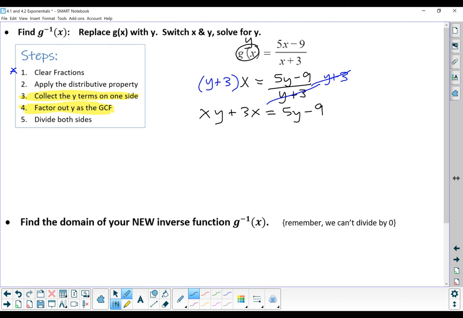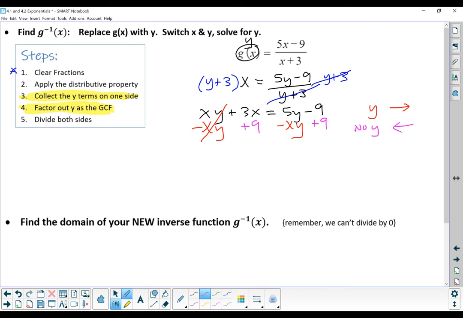Okay, so key step number 3, collect all the y terms on one side. It really doesn't matter which side you decide to go to. You just need to pick one. Let's subtract the xy. And then let's add the 9. So everything that has a y, I'm moving to the right, and everything with no y, I'm moving to the left.